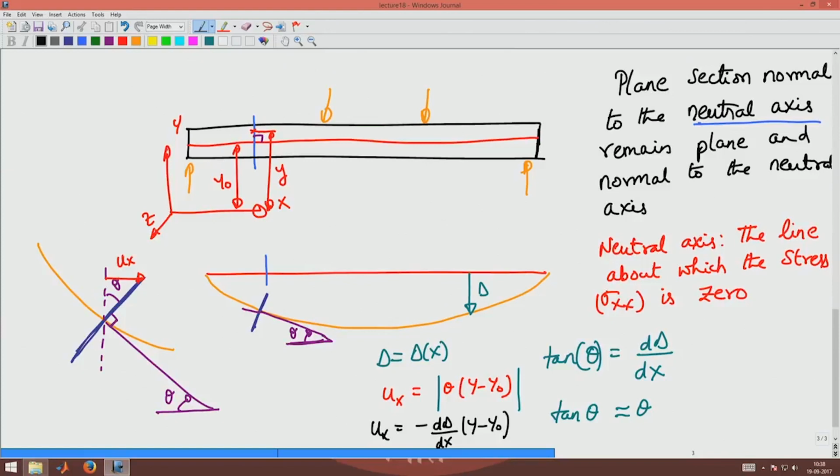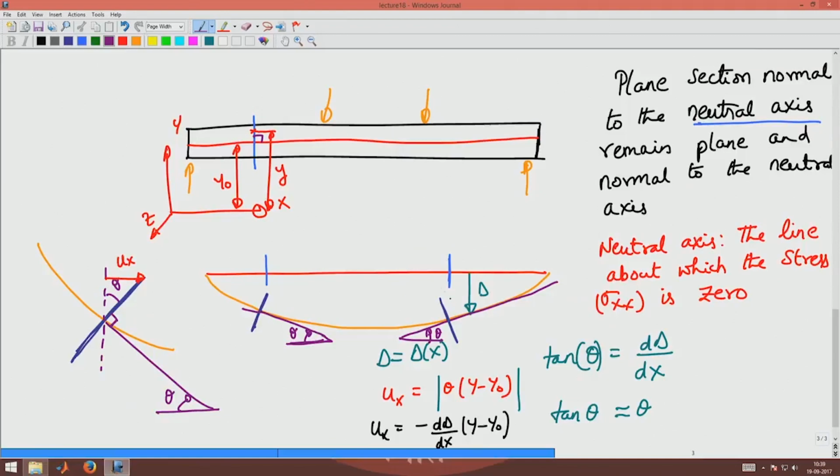Now, let us look at a different section, a section at this side. The tangent at that point here is something like that. The cut surface remains plane and perpendicular to the normal, so it will be like this, like that. Now, the theta that you measure is the theta that you get from differentiating delta with respect to x, a positive delta, positive theta.